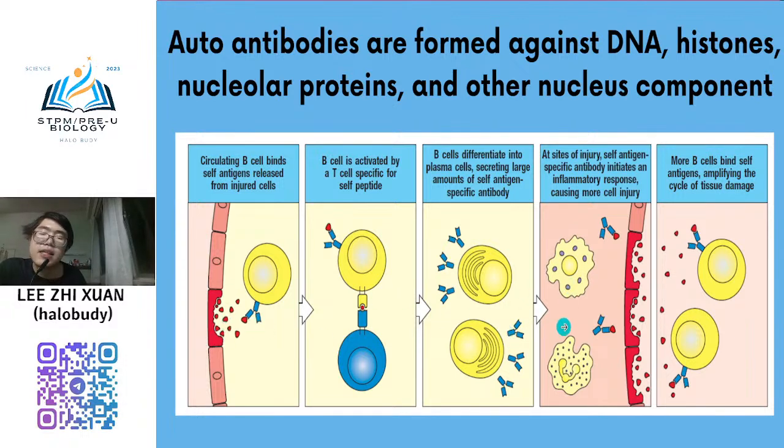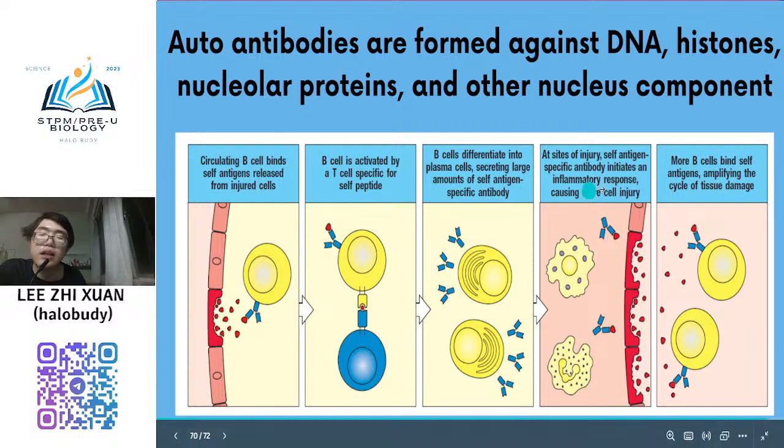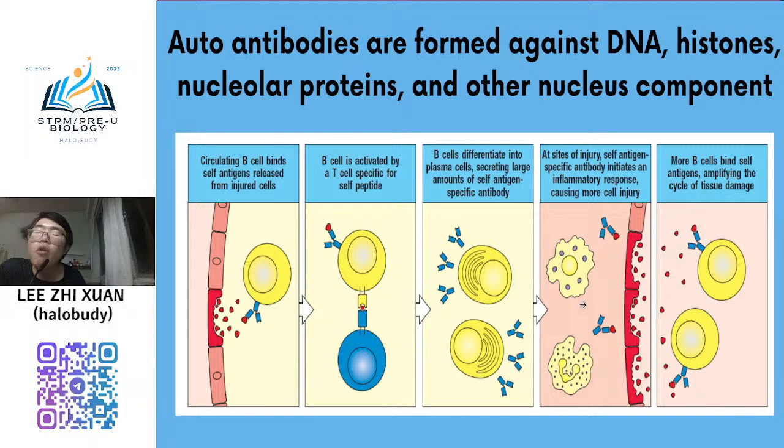So this antibody will go to the place where the blood is injured. At the injured site, this antibody will trigger the inflammation reaction. It will trigger everything, so it will destroy all the cells. So at the site of injury, self antigen and specific antibody will initiate an inflammatory response, causing more cell injury.